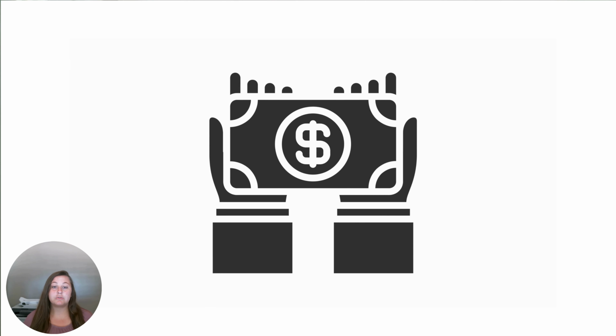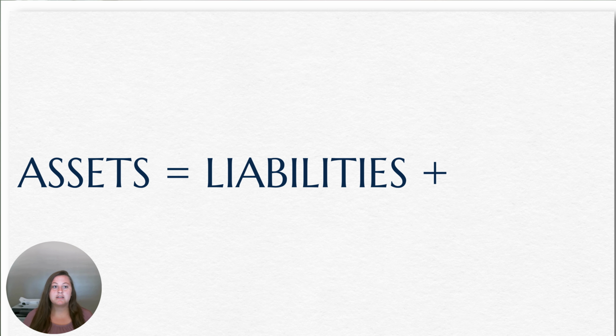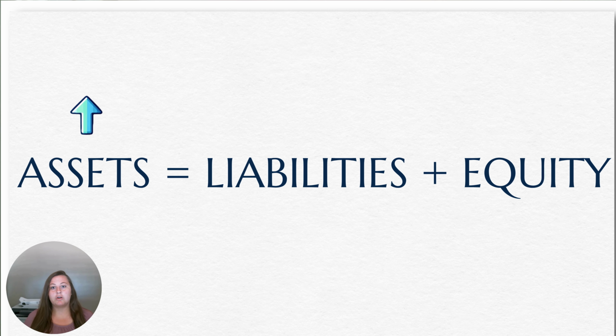And often these liabilities are what is used to also own the assets. For example, if you buy a car, that is an asset to your business, but you'll probably have a loan on it in order to pay that car off. So you have an asset and a liability.